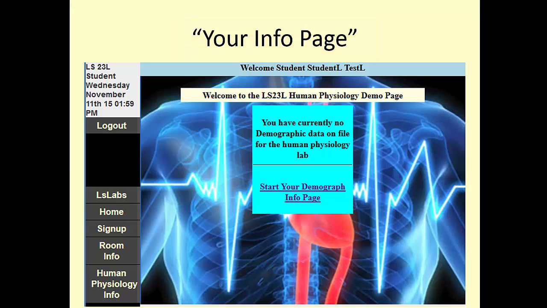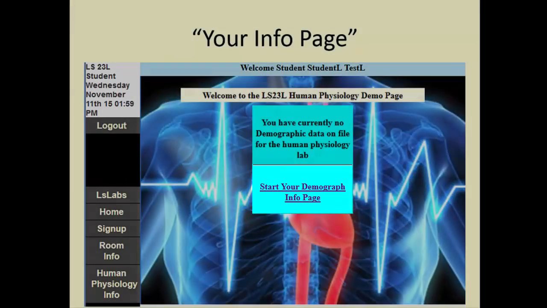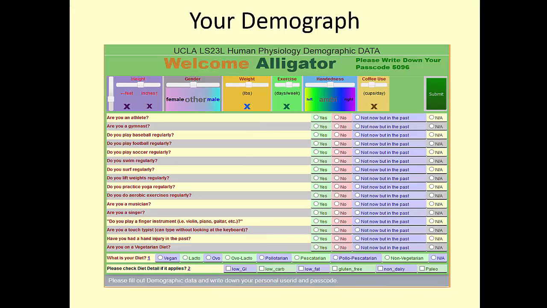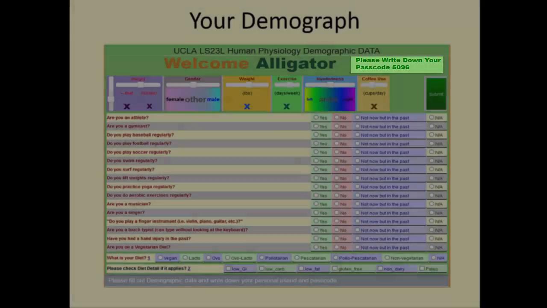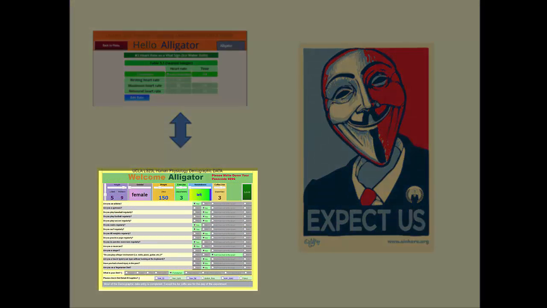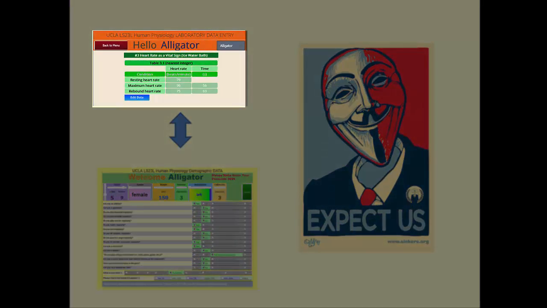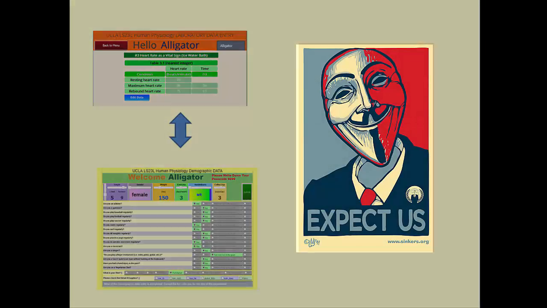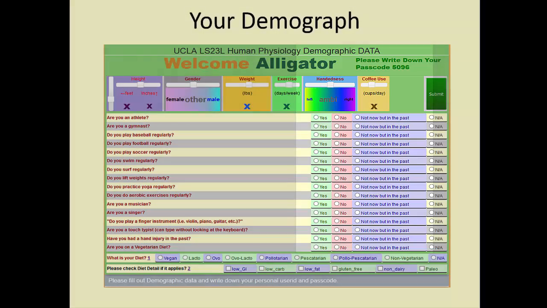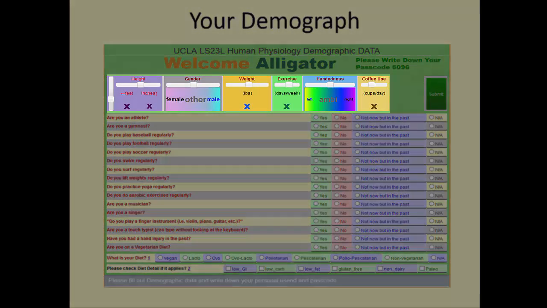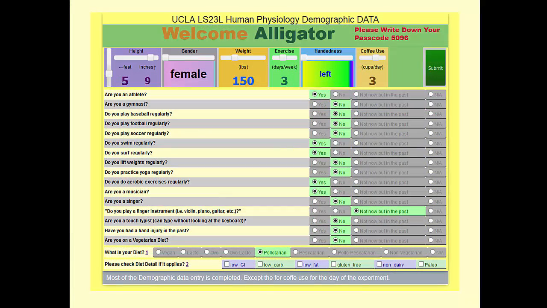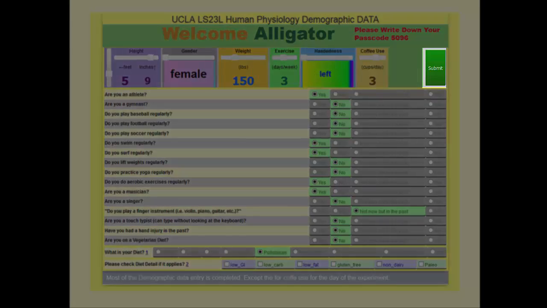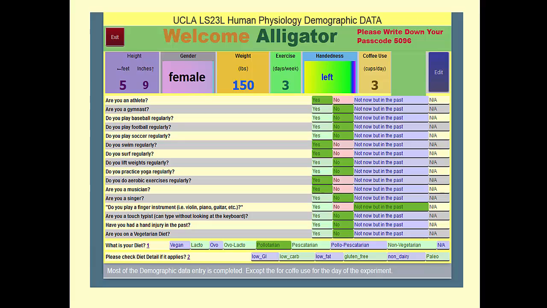Now, on the info page, click on the link Start Your Demographic Info page, which will get you to your demographic entry page. You will be assigned an animal name and a passcode. This is to make sure to connect your demographic data to your experimental data while keeping your identity anonymous. The top entries are sliders. You can also click next to the slider button to make them move. After filling out the form, it will change color to green or yellow. If you're done filling out the form, please click Submit.